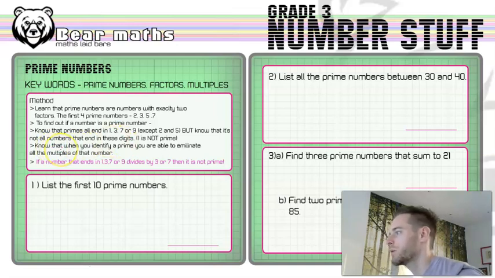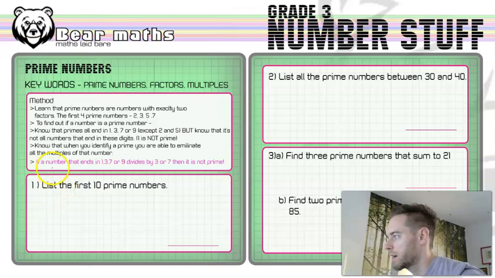And know that when you identify a prime, you are able to eliminate all the multiples thereafter of that number. So for example, the 2 times table, all the numbers in that are not prime numbers. They're all even, and they're all going to have 2 as a factor. And all the multiples of 3 are not going to be prime because 3 is always going to fit into them, and so on and so on. So once you've got one, it becomes harder to get the next, which is why it's quite simple to find the first 10, and then it becomes a little bit trickier after that.